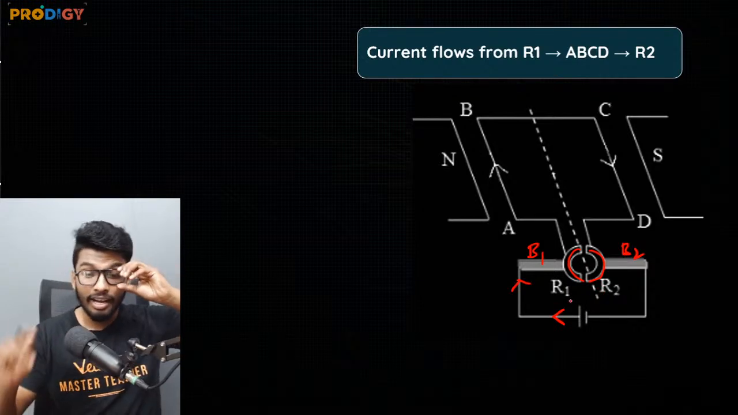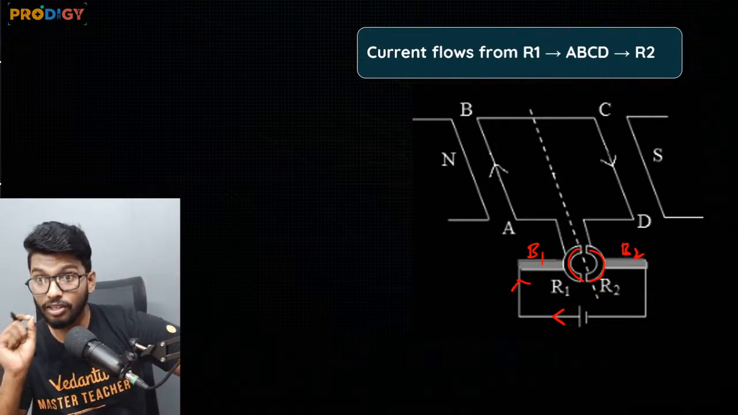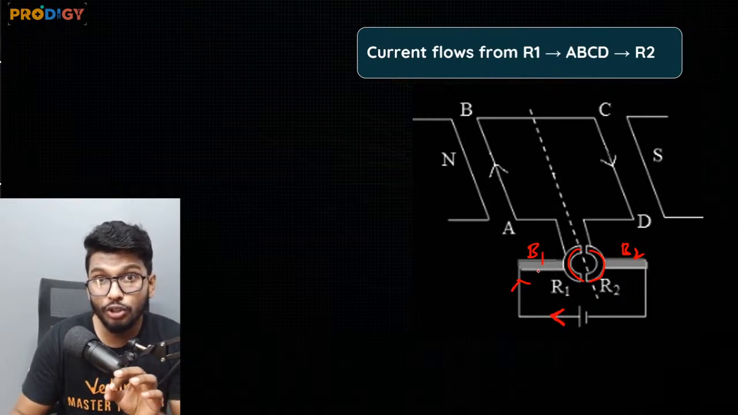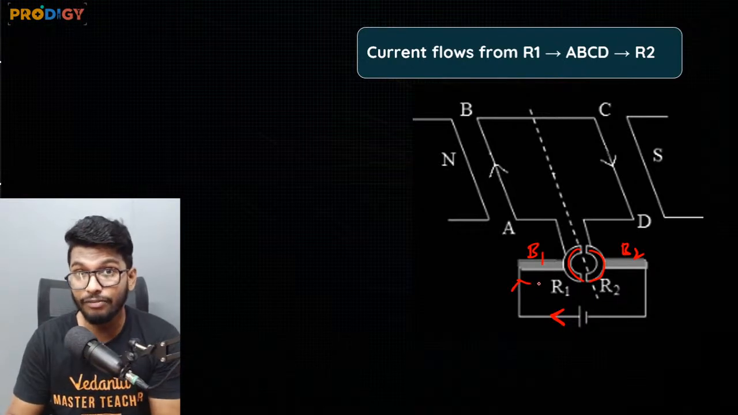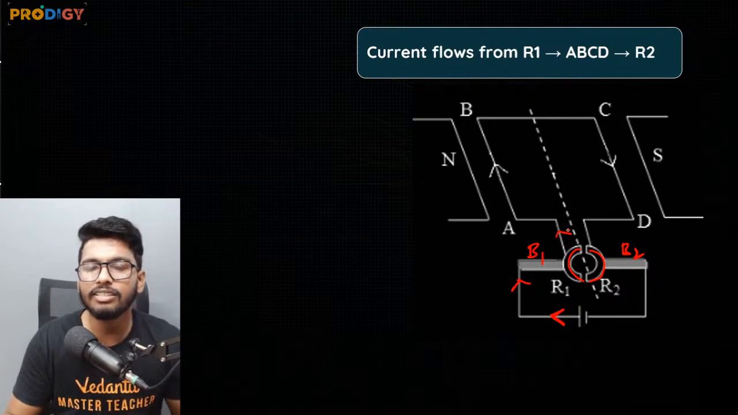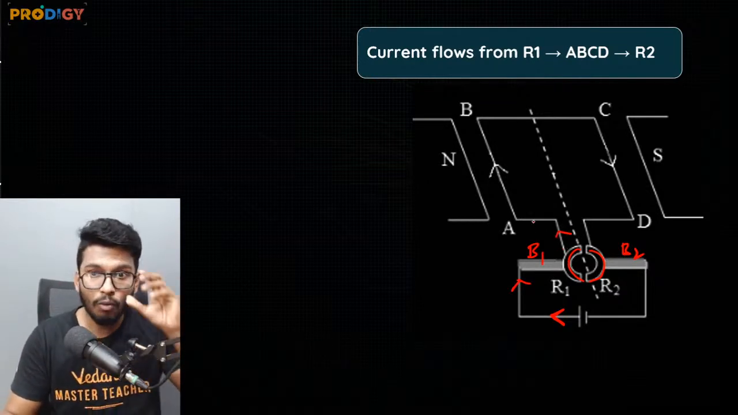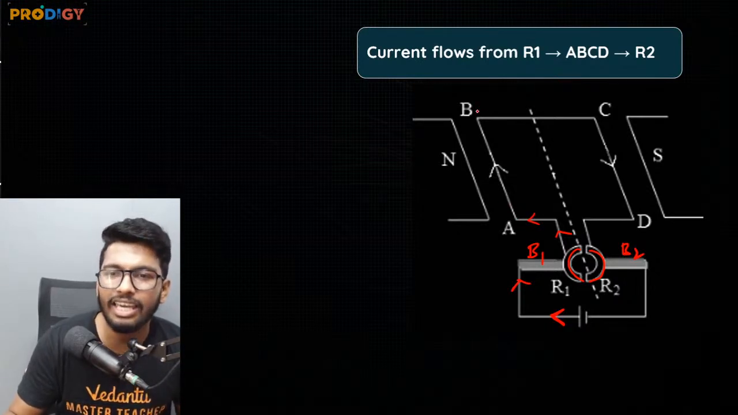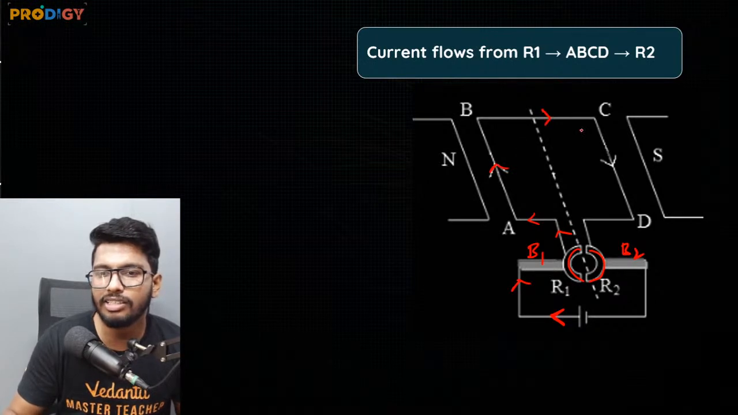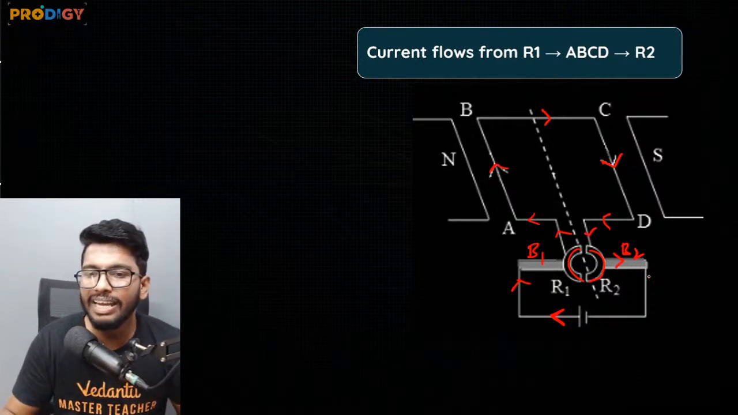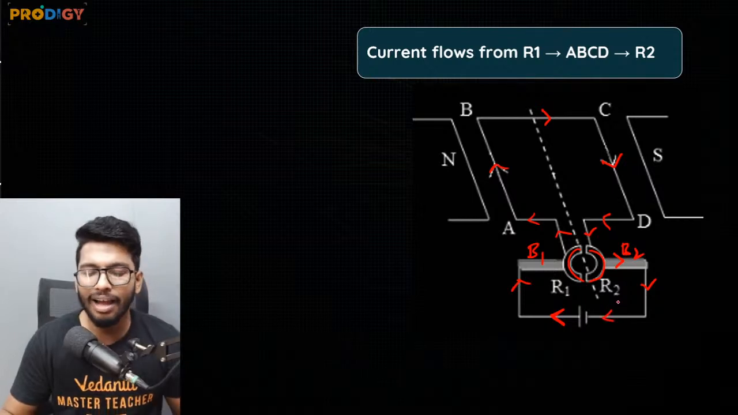Now, look at this. If you look at the direction of current right now, current is flowing from the positive terminal through B1, which is basically made up of graphite, which is a good conductor, flows through R1 and then enters into the armature coil. Now, once it enters into the armature coil, you can see that the current is flowing through A, B, then C, and then D, and then back into the split ring number 2, which is R2, then B2, and then finally goes back into the cell.